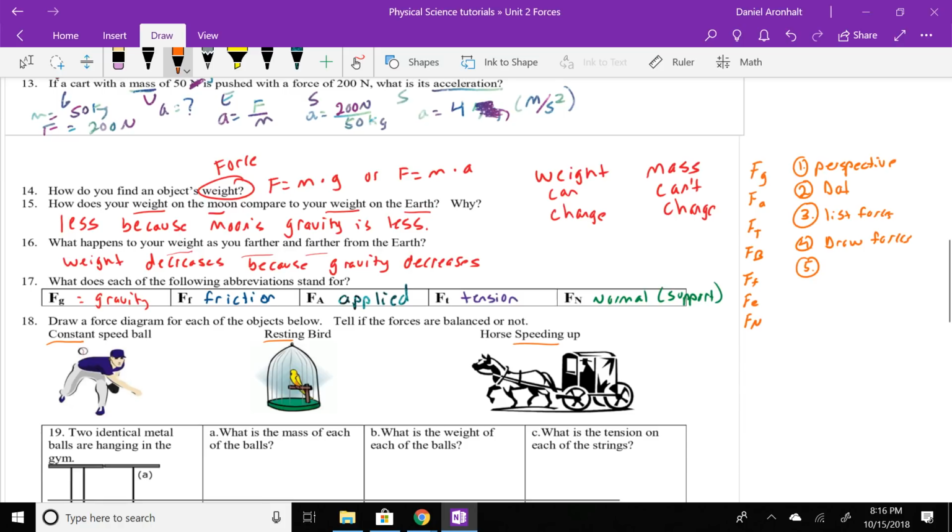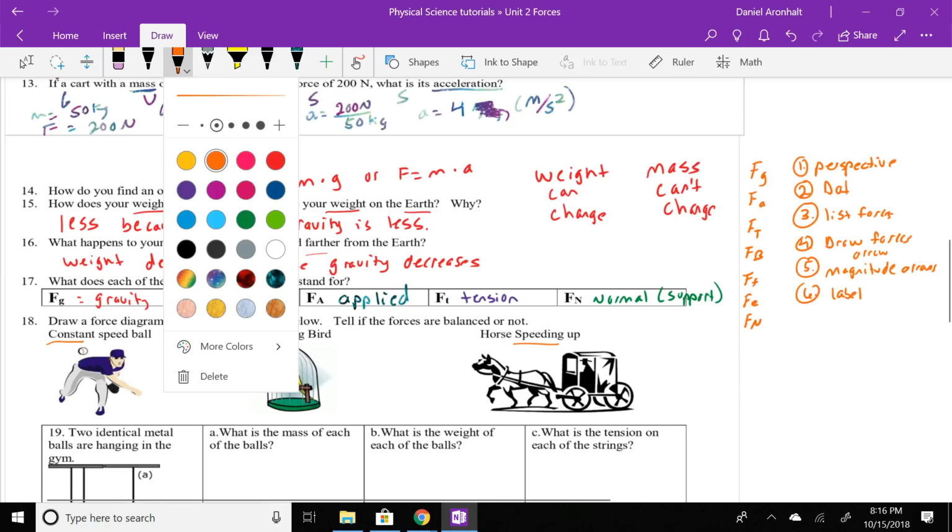Step 5, I make sure I draw my forces as arrows. Sorry, and then step 5, I make sure that my arrows are the correct length. So I care about the magnitude of my arrows. And step 6 is I label them with either the source or the agents, or I just label the forces. So let's do number 1 with the ball.